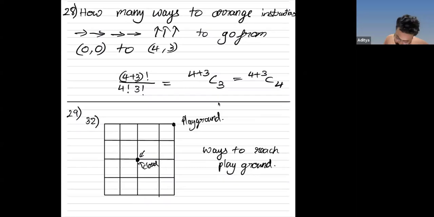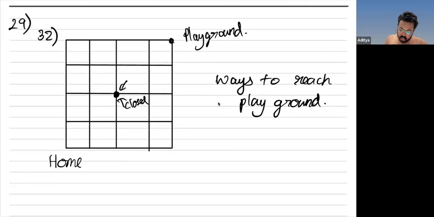Okay. So there is a home and there is a playground that you want to reach, but the path through this vertex is closed. So how many ways are there to get from home to playground such that you are not allowed to pass through the closed intersection point over here? You can use whatever method you want, just get to the answer.